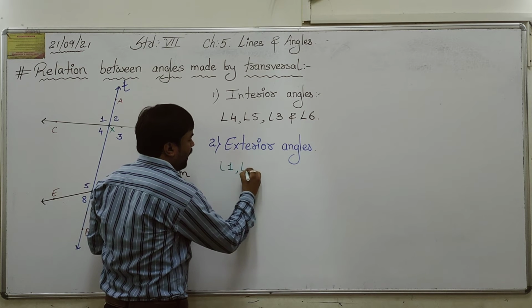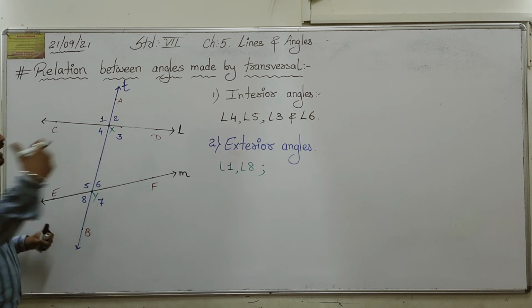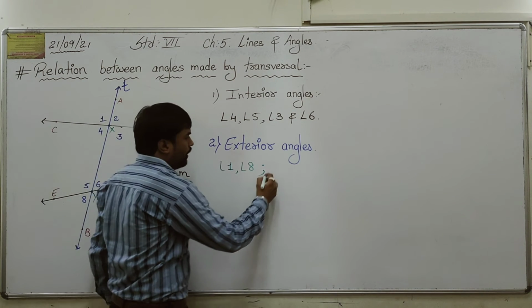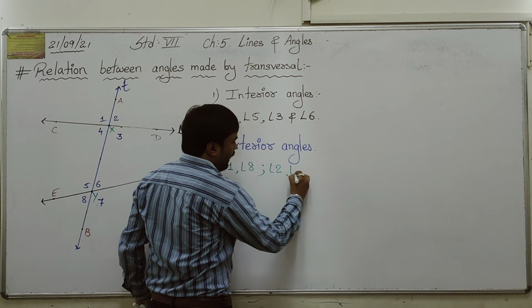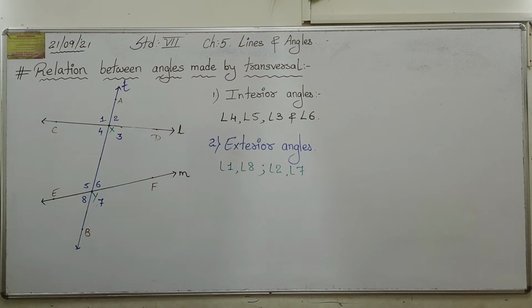Angle 1, angle A, comma. On another side, angle 2, angle 7. Angle 2, angle 7. They are exterior angles. They are exterior angles. Naam patit mane kabo pade chhe. Exterior angle. Bar. To bar gaya angle dekhata chhe. The 1, A, 2, 7. One side thick start karvano.